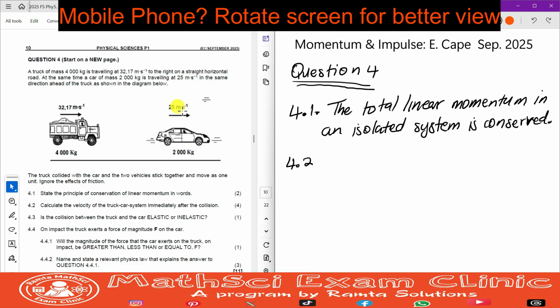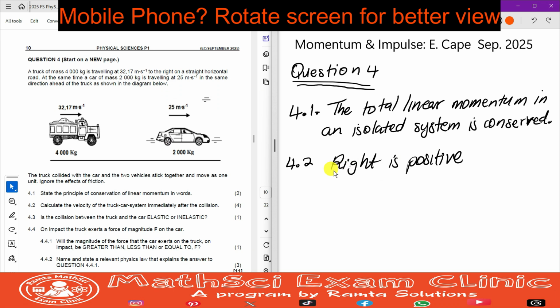Calculate the velocity of the truck-car system immediately after collision. I will choose to the right as positive. Guys, even if you choose left being positive, it's still okay. It's your choice. So let's see.